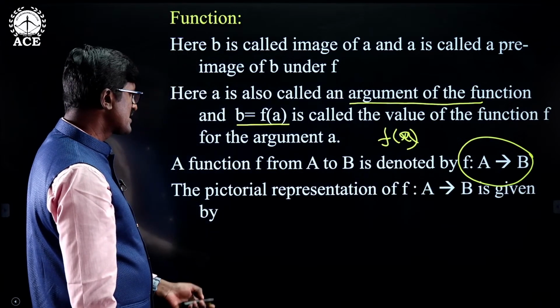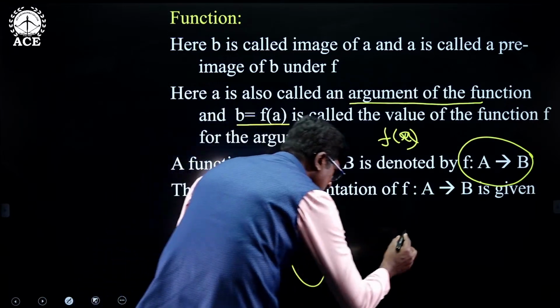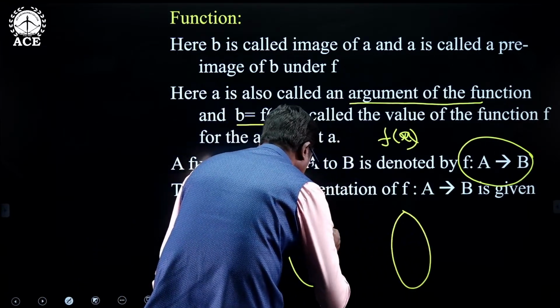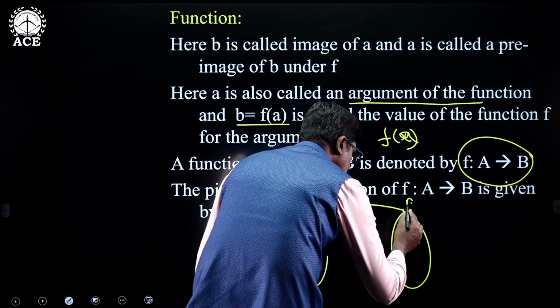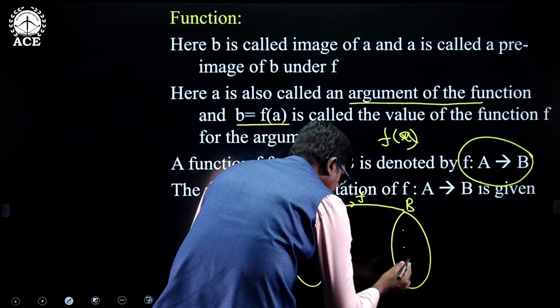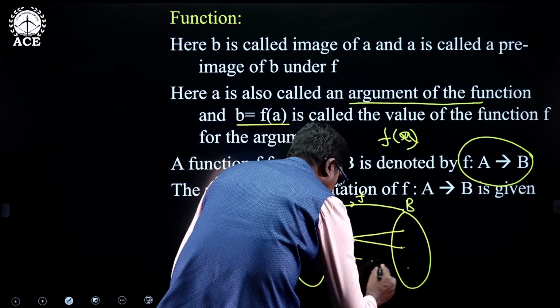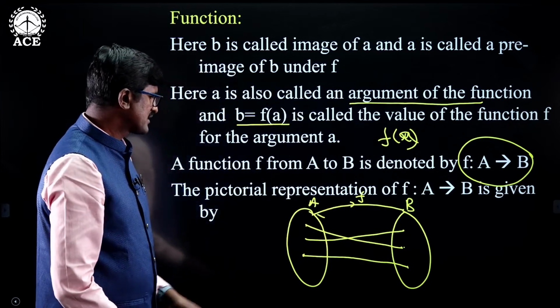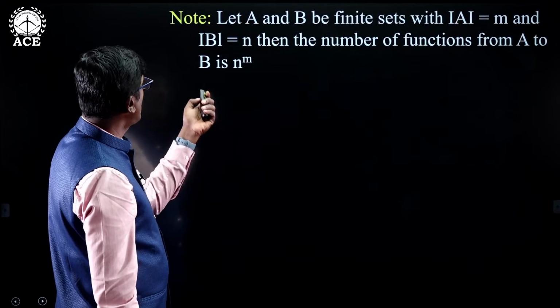The pictorial representation of a function from A to B: this is set A and this is set B, and this is the mapping F. Take some different elements and map them to different elements in B. You can map them in any way, but make sure that every element in set A has only a unique mapping in set B. This is about the function. Now we'll see what domain and codomain are.